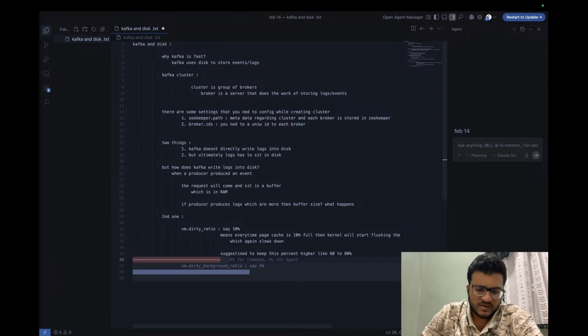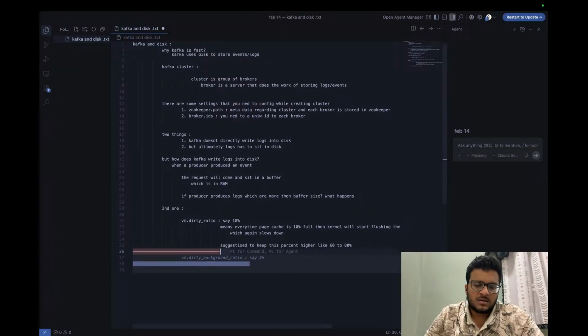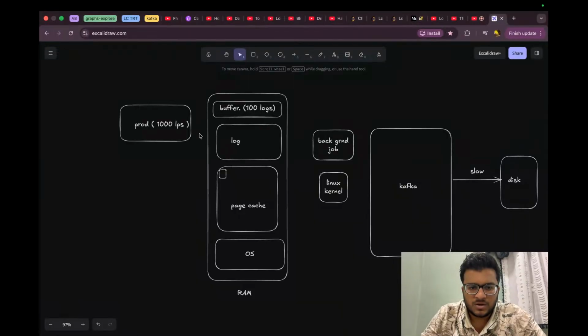In this case, only when the page cache's content is full will the kernel go and save the data. Till then, logs can come and sit. Linux can process all these producer logs and keep appending to the page cache. The kernel will pick up from this, and it goes to this.